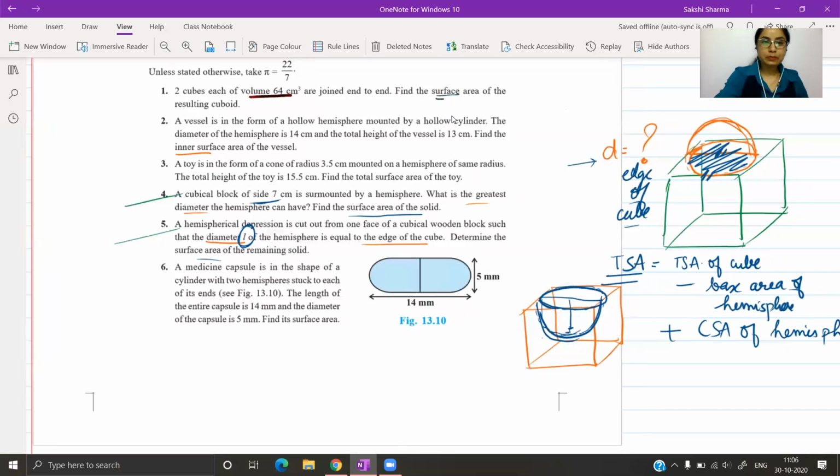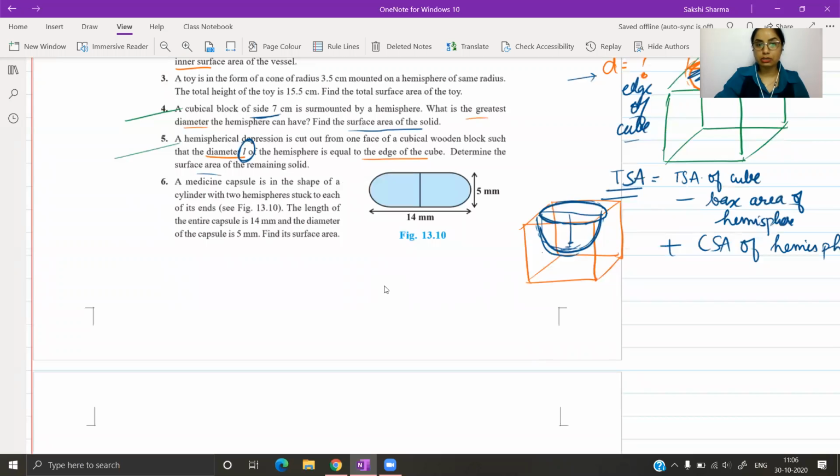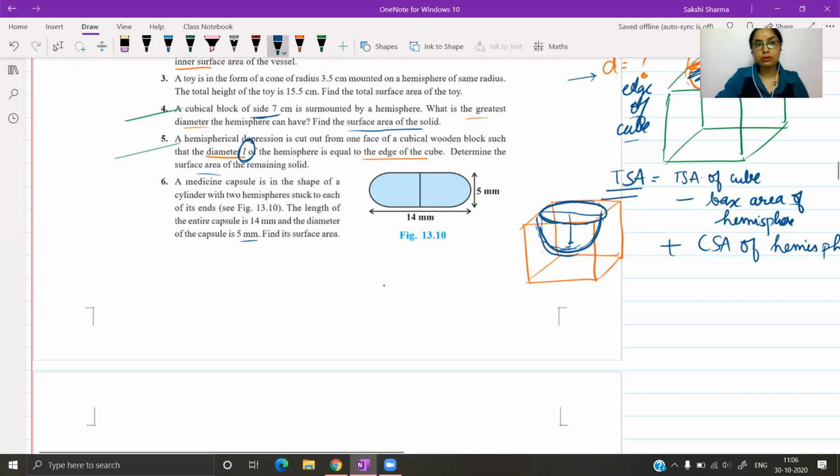All right. Question number 6 here. A medicine capsule is in the shape of a cylinder with 2 hemispheres stuck to each other, stuck to its ends. The length of the entire capsule is 14 millimeters and the diameter of the capsule is 5 millimeters. Find the surface area. This one is like the first example given in your book where you're trying to explain how a solid is formed and how you will calculate the surface area for the solid formed.